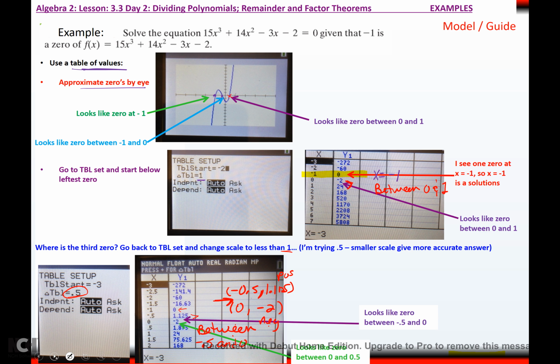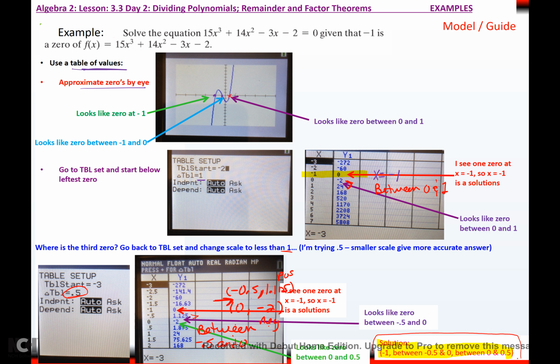Alright, so there we go. If this was me, this is what I would say my answer is, if they didn't want exact, if you were just estimating. I'd say the solution, I have one at -1, I have one between -0.5 and 0, and one between 0 and 0.5. This one said between 0 and 1, but now since we broke it down, I can actually define the sign change further between here and here too.